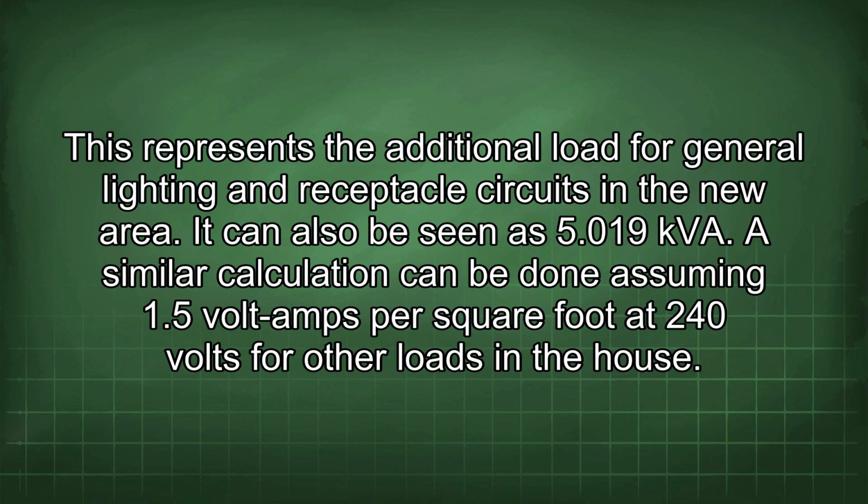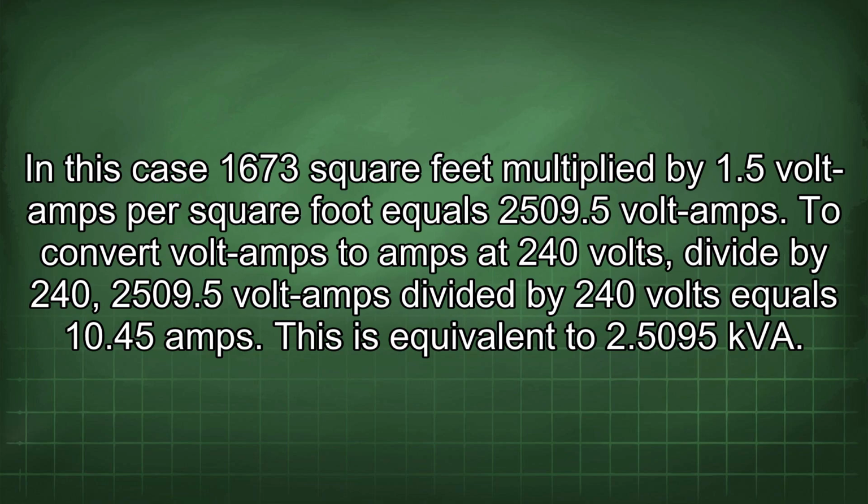A similar calculation can be done assuming 1.5 volt-amps per square foot at 240 volts for other loads in the house. In this case, 1673 square feet multiplied by 1.5 volt-amps per square foot equals 2509.5 volt-amps. To convert volt-amps to amps at 240 volts, divide by 240. 2509.5 volt-amps divided by 240 volts equals 10.45 amps. This is equivalent to 2.5095 kVA.